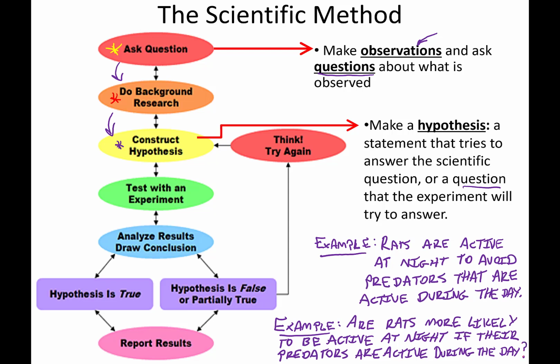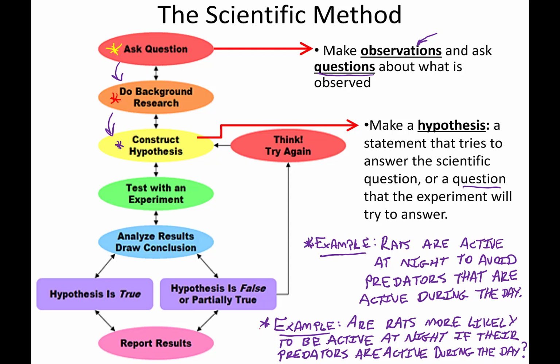You can see how both examples are testable statements. In our first example, we can design an experiment that will either support our hypothesis, or fail to support it, which would suggest that we need to come up with a new hypothesis. In our second example, we can design an experiment that can answer this question. We can set up an experiment that will determine whether rats are more likely to be active during the night if there are predators, or if they are equally likely to be active at night whether or not there are predators.